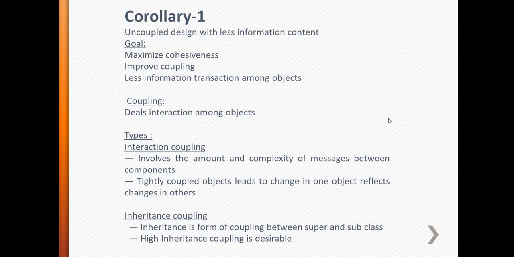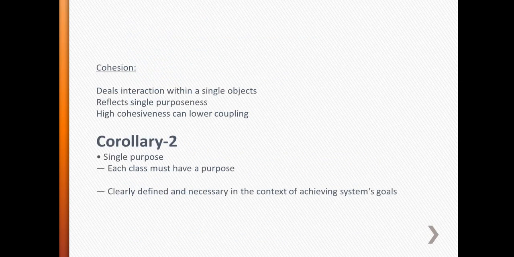Inheritance coupling is the form of coupling between superclass and subclass. High inheritance coupling is desirable. Cohesion deals with interaction within a single object. It reflects single-purposeness. High cohesiveness can lower coupling.